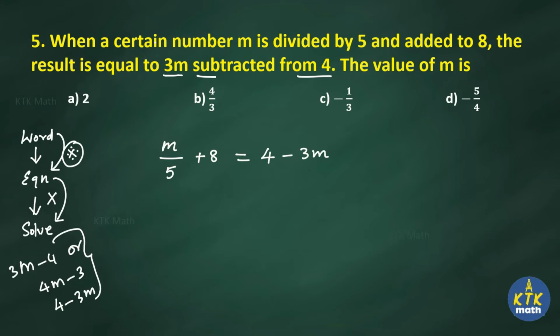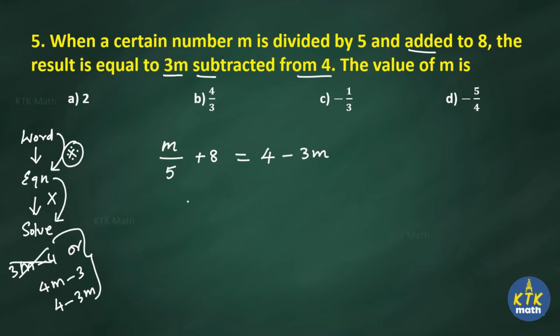I'll explain it again. Read the question. When a certain number m is divided by 5, I am writing m divided by 5, representing it in terms of a fraction, added to 8, so I am writing plus 8. The result is equal to, so you just write the equal symbol. 3m subtracted from 4, so you should write 4 minus 3m. You should not write 3m minus 4. Now you can start solving this.